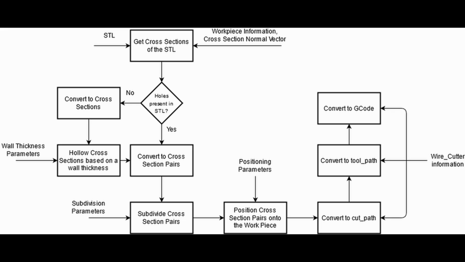And then once you have this positioning for all the smaller cross sections, you convert it into a cut path, and that cut path is converted into a tool path. And then once you have the tool path that each gantry follows, you just turn those movement commands into G-code. And so that's what I started working on.